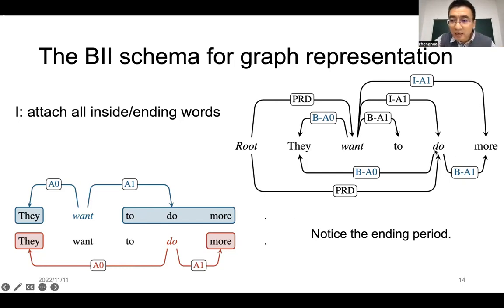And also, since we want to do an end-to-end model, we need to encode all the predicates, to recognize all the predicates in the graph. So we create a pseudo word, which is very popular in dependency parsing, syntactic parsing. The pseudo word root will point to all the predicates in the sentence with the label PRD. Actually, the label is kind of unnecessary, because if a word depends on or modifies root, then it must be a predicate.